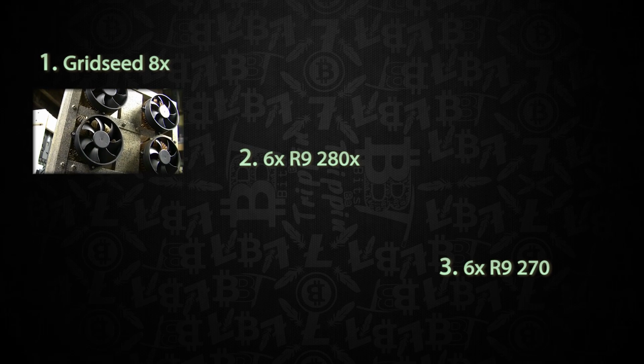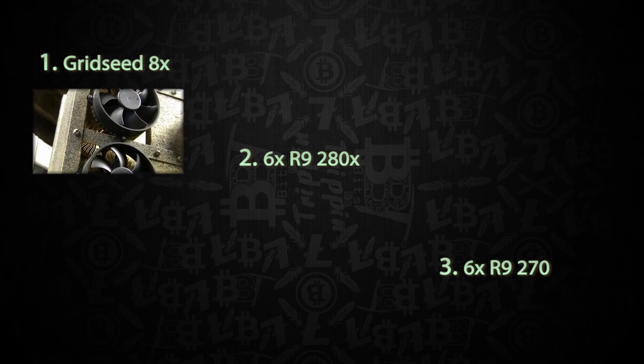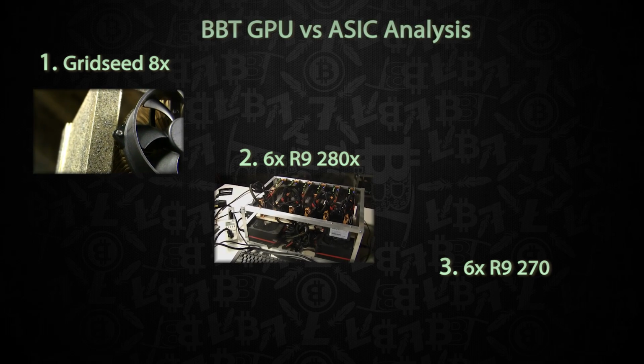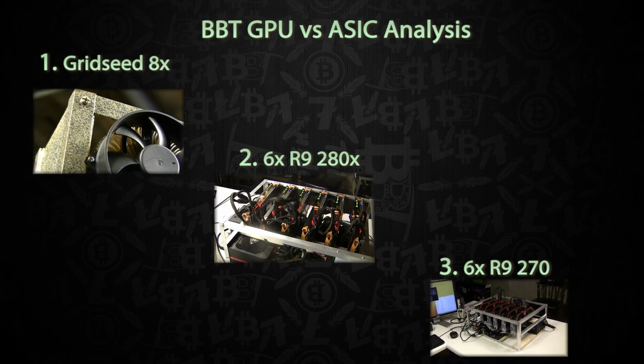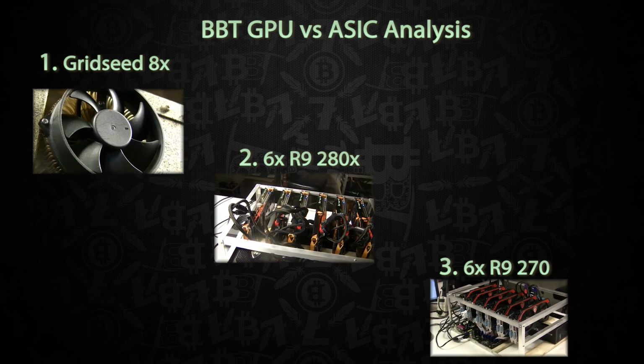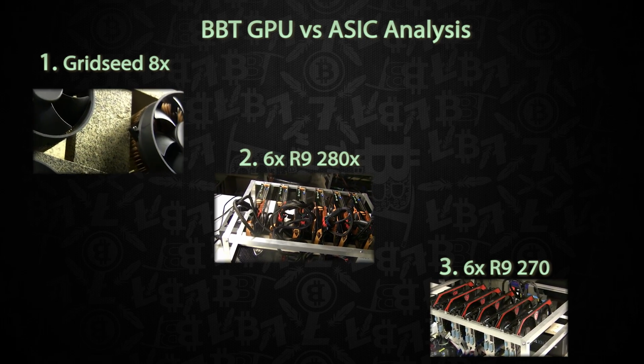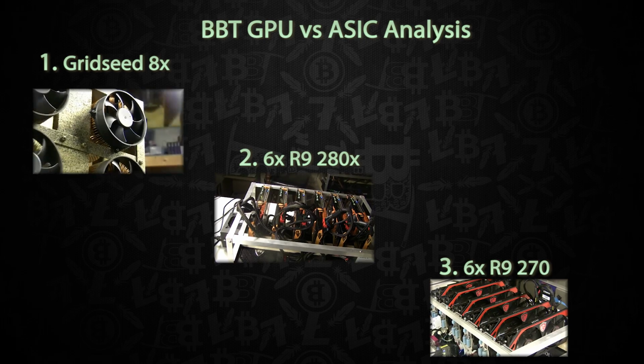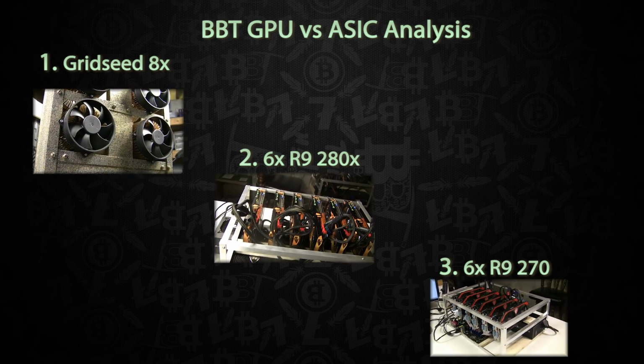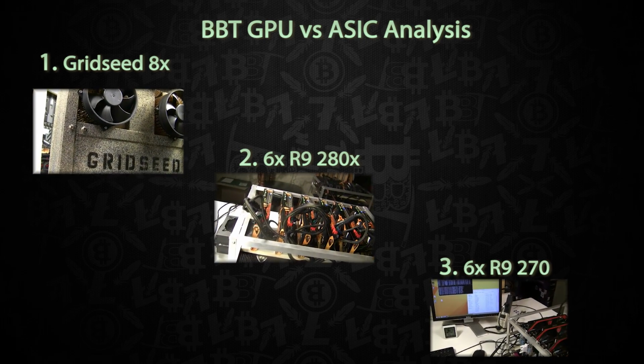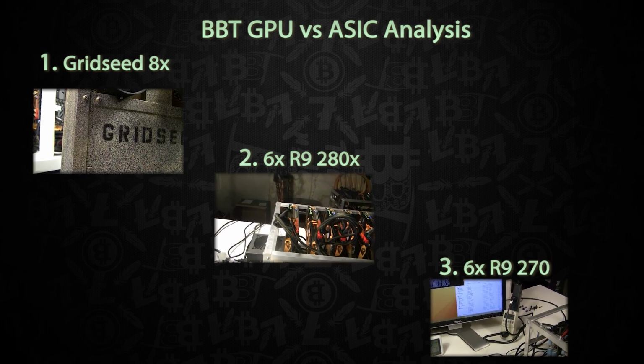Now let's jump into this analysis, looking at three different BBT builds. A Gridseed build that had eight of the GC3355s, a build with six R9 280Xs, and a build with six R9 270s. Now we'll break that analysis down on cost, power to hash ratio, and another value that's not normally calculated, which is depreciation value and cost over that same time period for the devices.